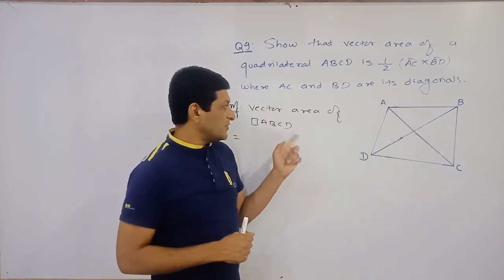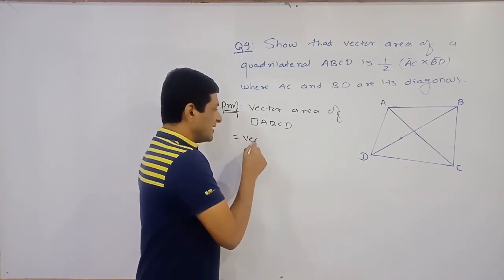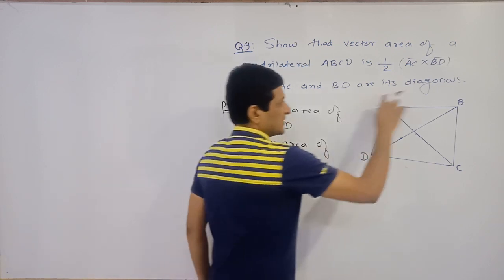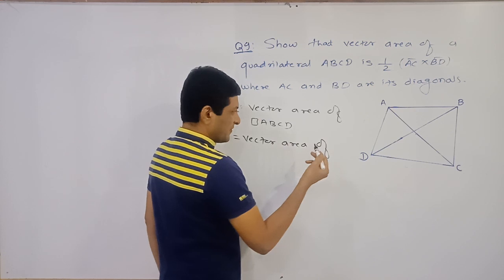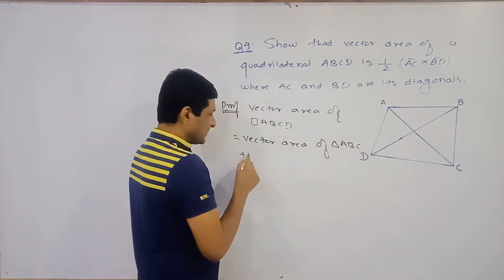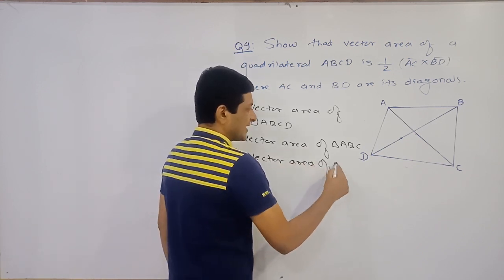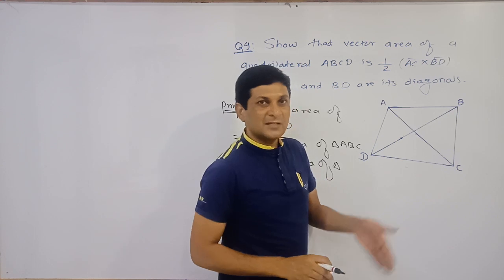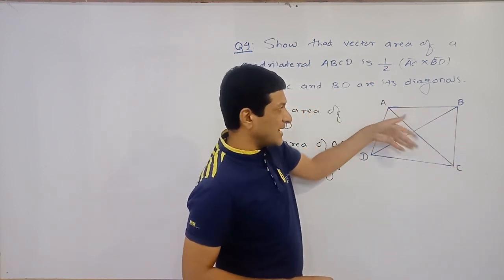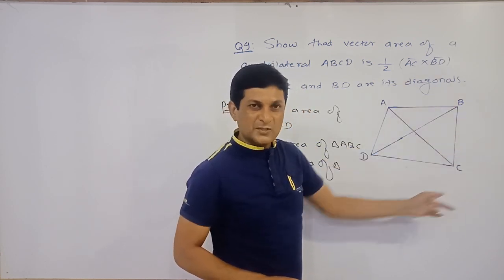So the vector area of a quadrilateral ABCD, can I write it as the vector area of, first we are considering triangle ABC, plus the vector area of triangle ADC. So we are taking a sum of the areas of these two triangles, ABC and ADC. The sum of the areas of these two triangles will be equal to the area of what?